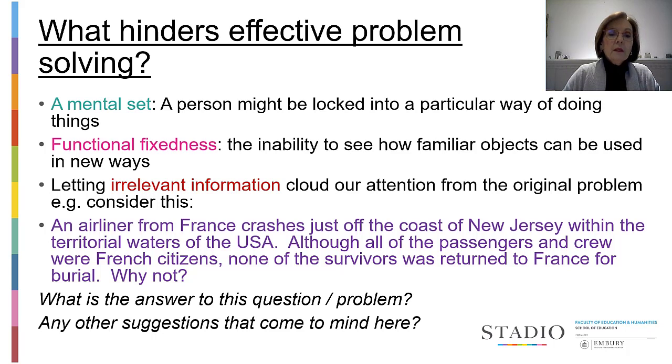And another one is functional fixedness, which is the inability to see how familiar objects can be used in new ways. So we, for example, might tie particular tools in a toolbox to the functions that they actually perform. But in fact, very often those tools can be used for other purposes.